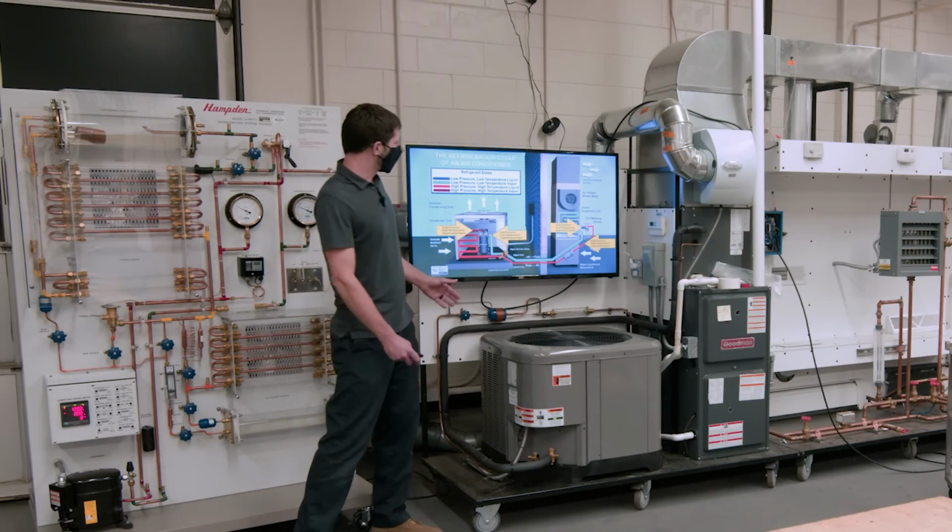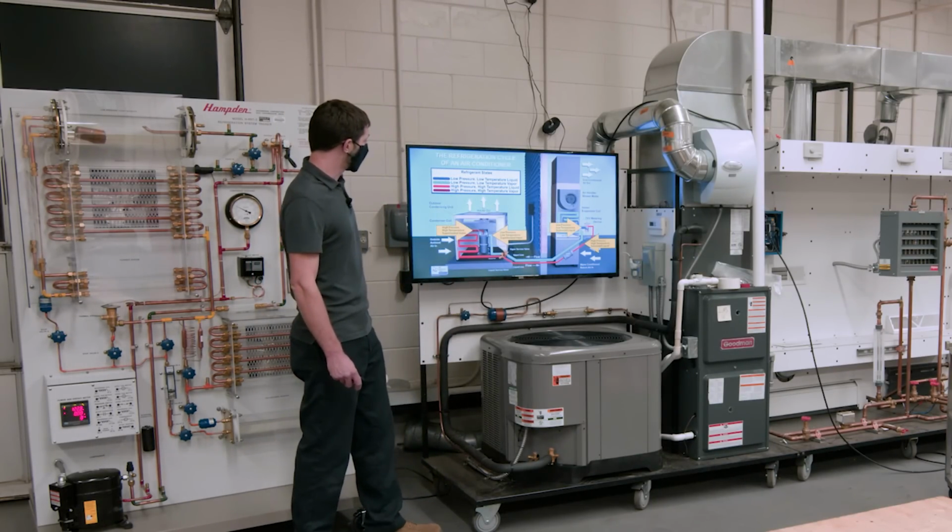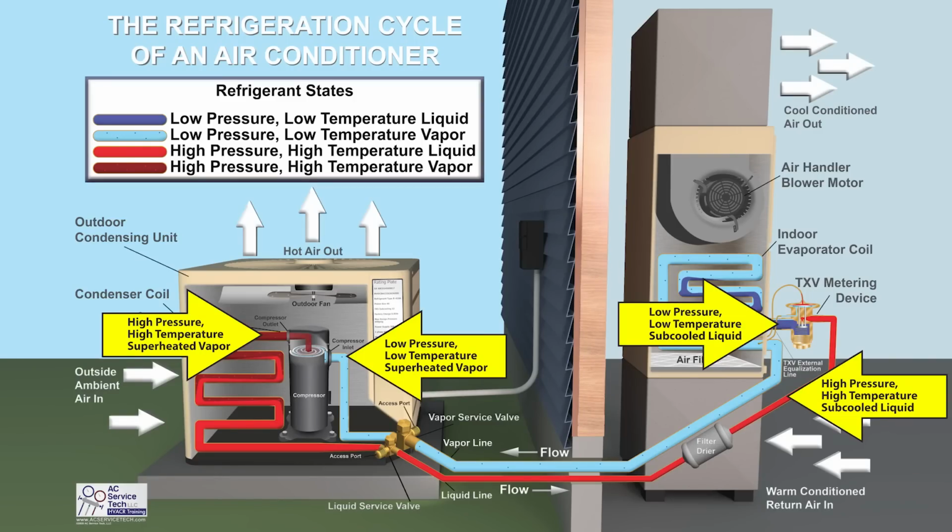All right, so what's happening? You're separating the low side from the high side, and really it starts at the compressor. You have low pressure, low temperature, superheated vapor entering the compressor. The compressor is increasing the pressure, which therefore increases the temperature.